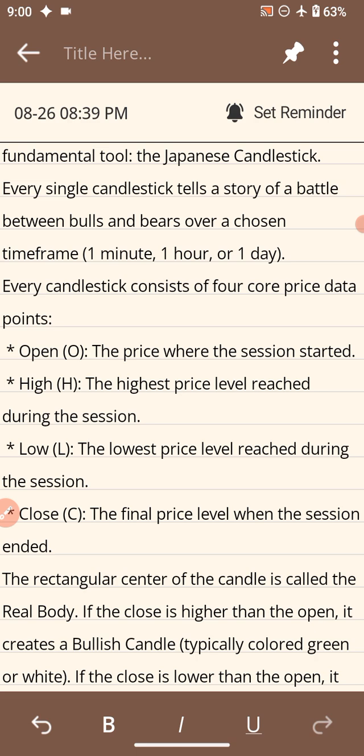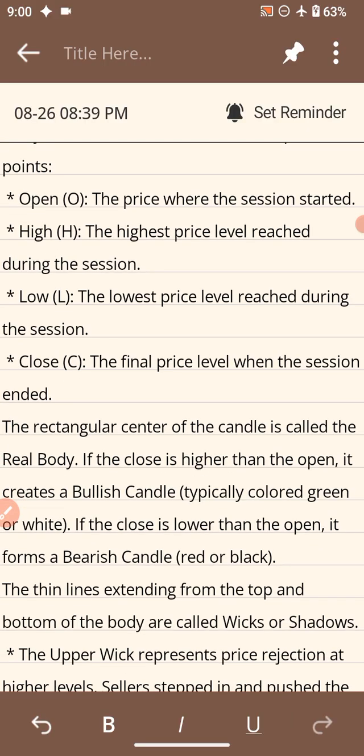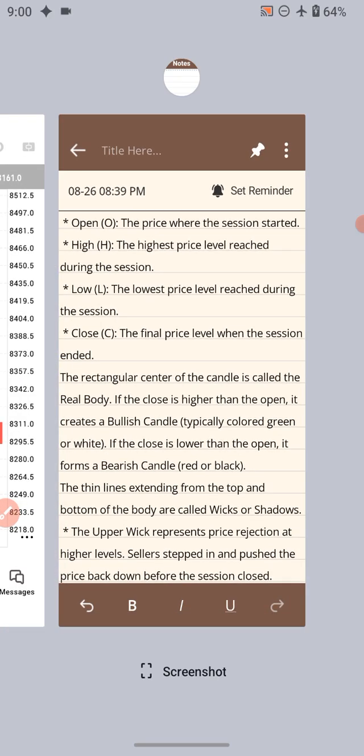Of course, I'll show you this on the chart when I go over there. The open is the price where the season started. The H is the high, the highest price level reached during the season. Then the low, the symbol L, is the lowest price level reached during the season. And then the symbol C means close, and that is the final price level where the season ended.